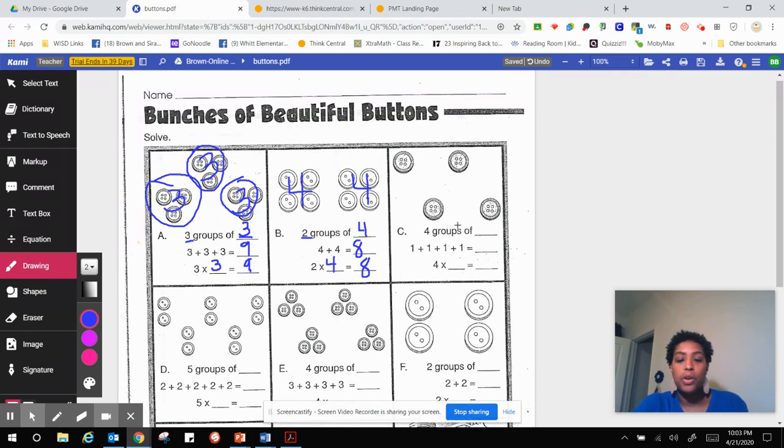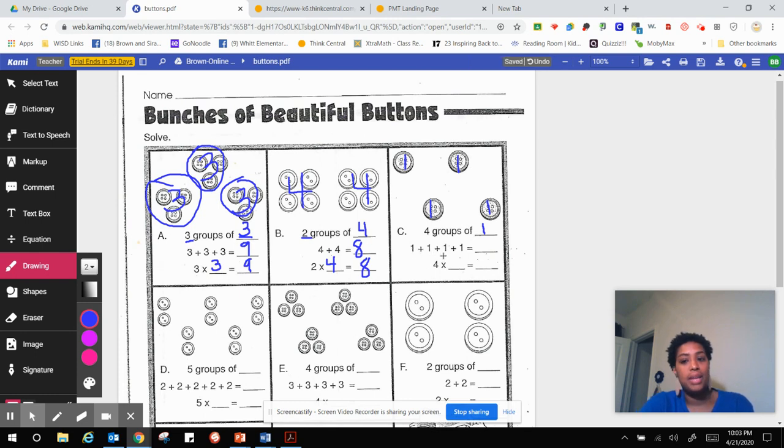Here we have 4 groups. We see group 1, group 2, group 3, and group 4. Well, how much is in each group? If you said 1, that's correct. There's 1 button in each group. So we would say there are 4 groups of 1.